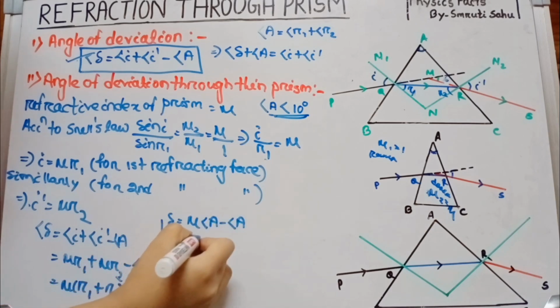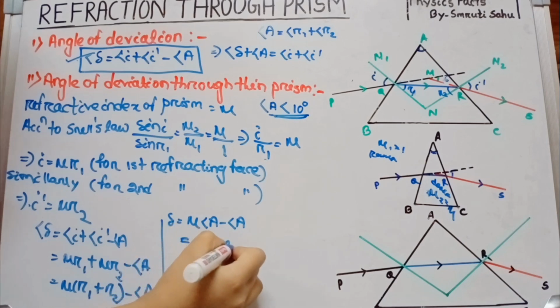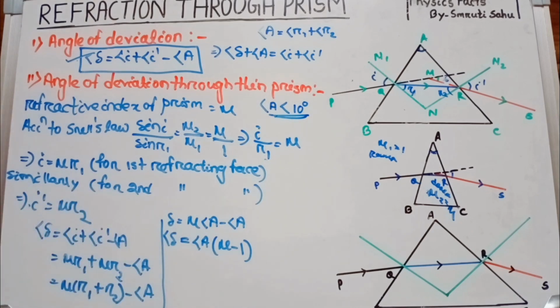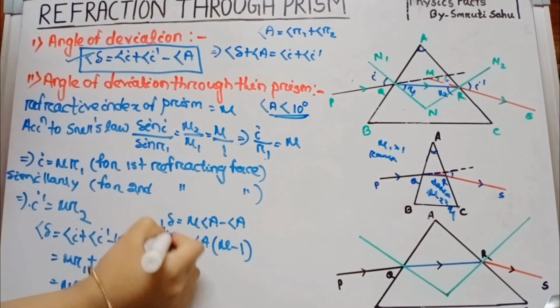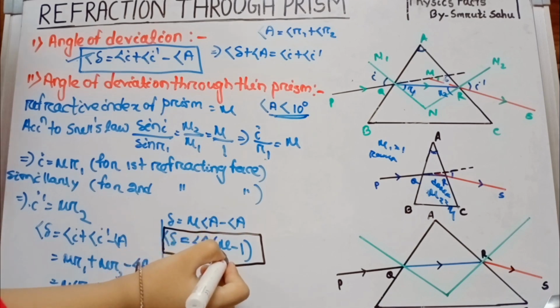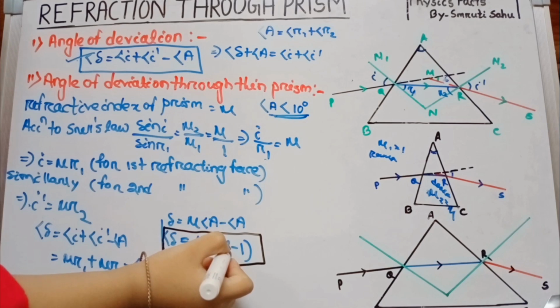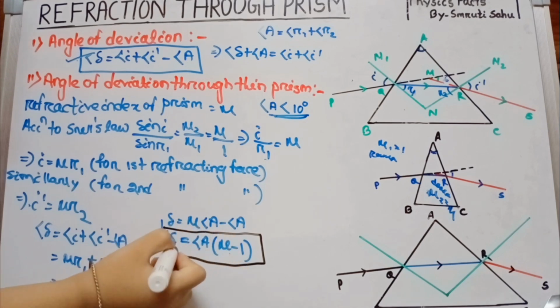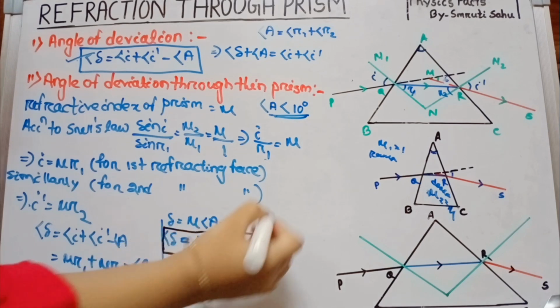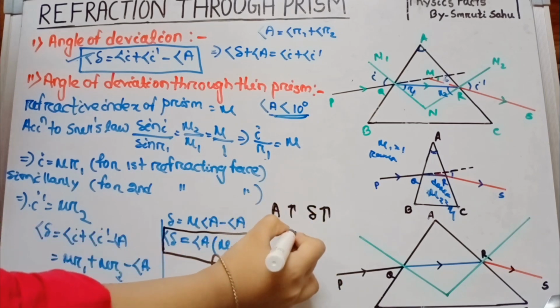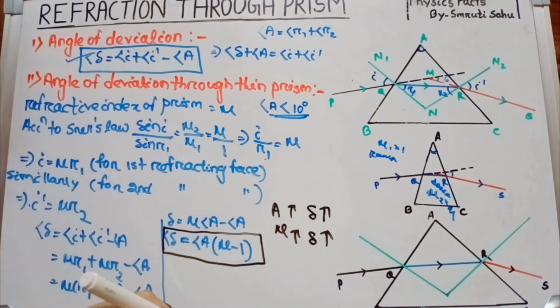Taking angle A common, this equals A into mu minus 1. That means the angle delta equals A into mu minus 1, where A is the angle of prism and mu is the refractive index. That means as we increase the angle of prism, the angle of deviation also increases. Or as we increase the refractive index of the prism, the angle of deviation also increases.